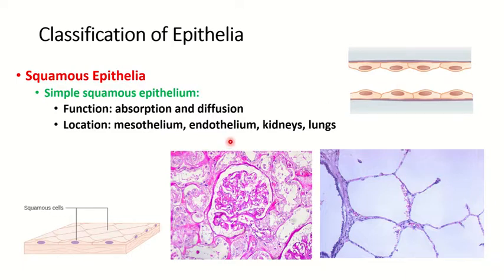You can see it in the endothelium. This can also be an example of an endothelium, so the blood can pass through this. So endothelium is in the blood vessels. In the kidneys, this is an example of the simple squamous. And in the lungs, for gas exchange, this area is called alveoli, and that also has flat cells.